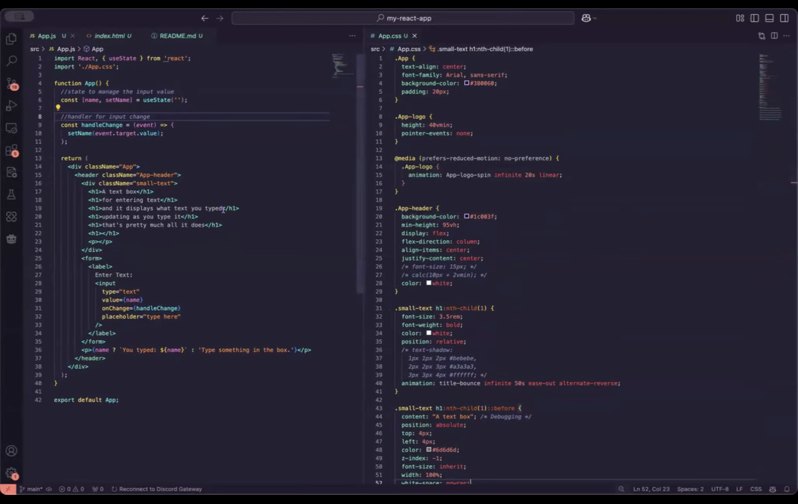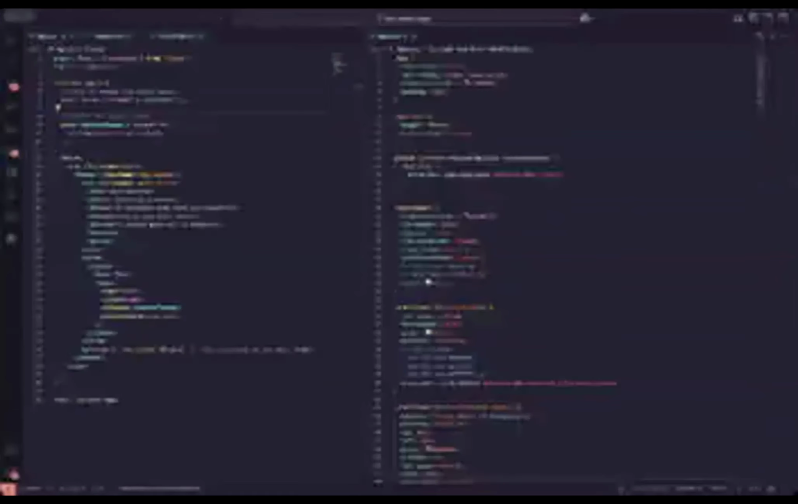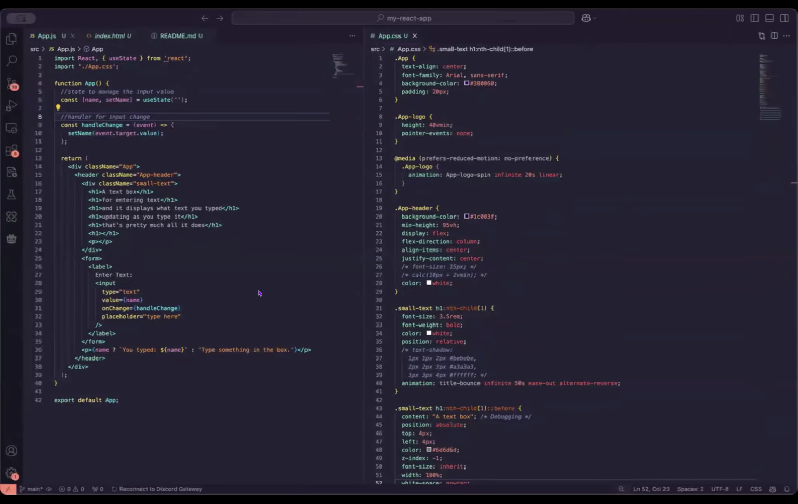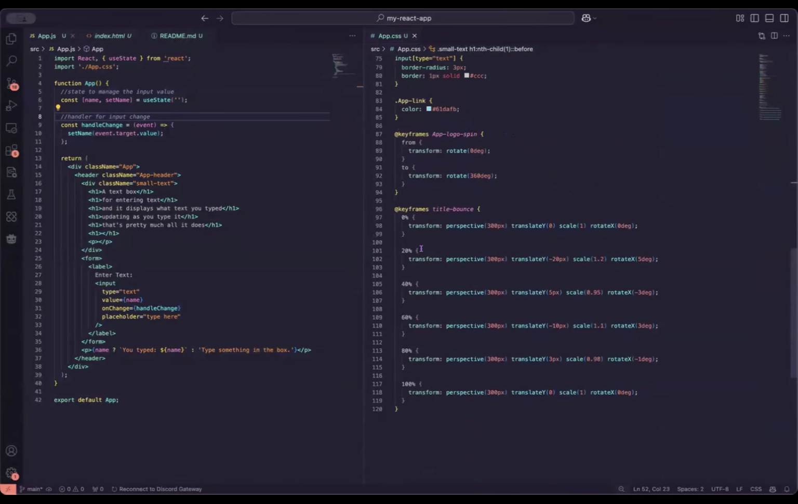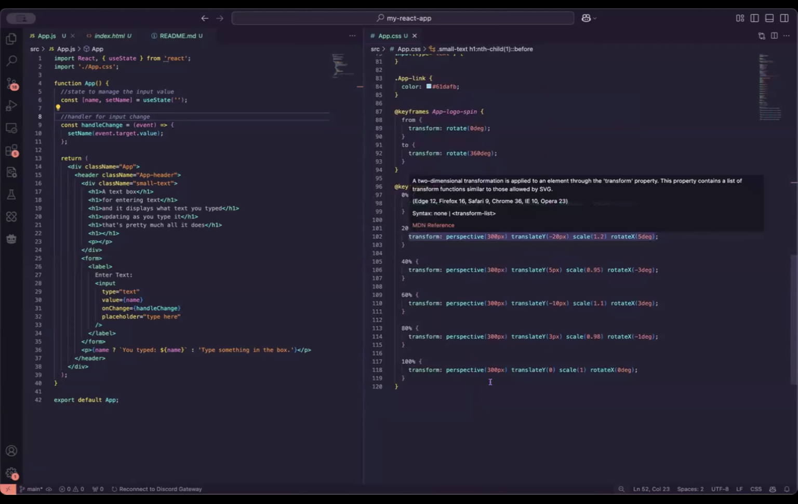Okay, you're able to complete it. It's easy, right? Yeah. I had some fun with animations as well, with the keyframes. Okay, good.